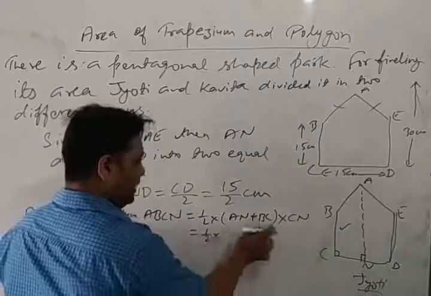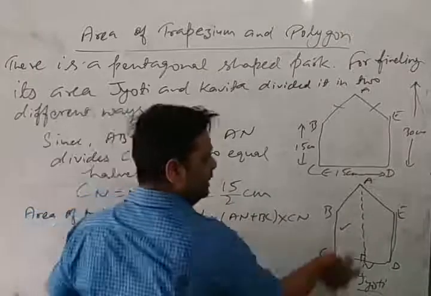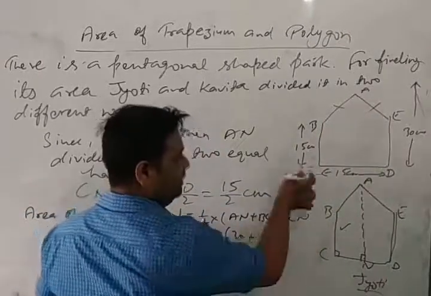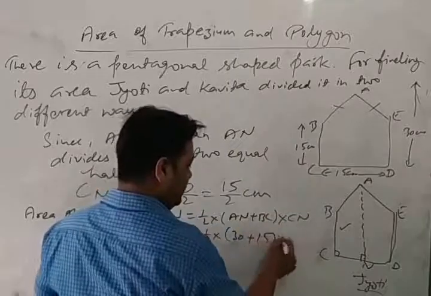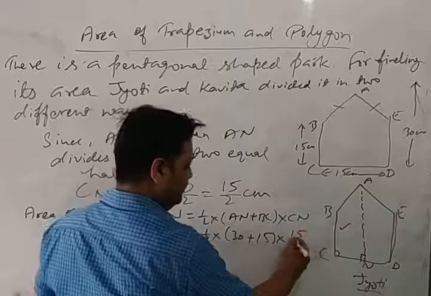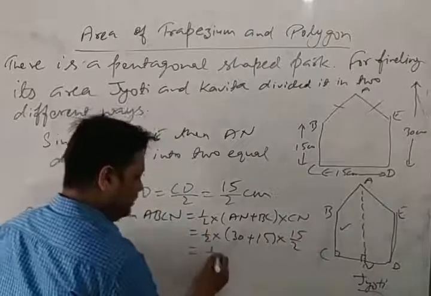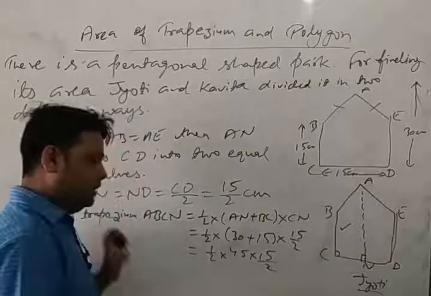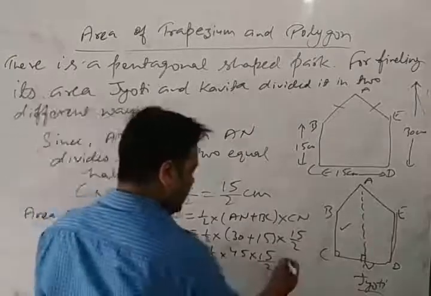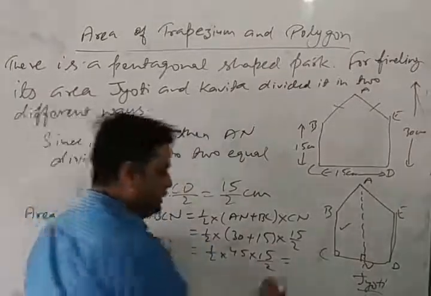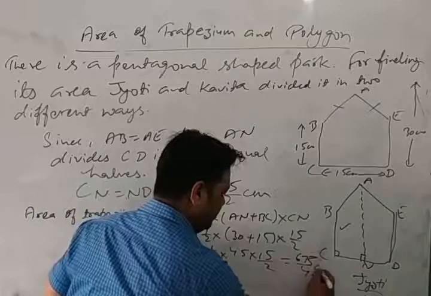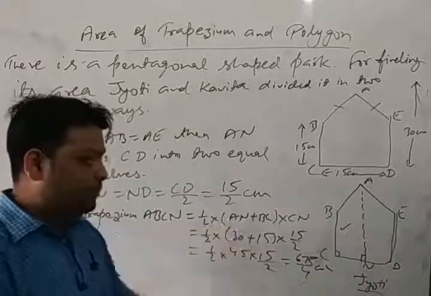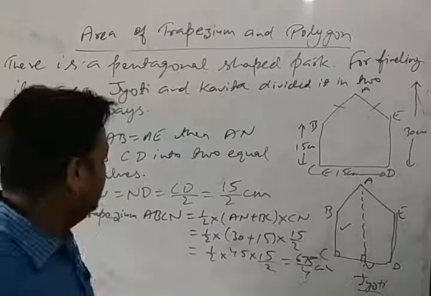Put the values: AN is 30 centimeter, and BC will be 15 centimeter, and CN we have just found, 15 by 2. Then it will be 1 by 2 into 45 into 15 by 2. So multiply it, you will get 675 by 4. It is the figure of one part. Then we have to multiply with 2 and we will get the result.